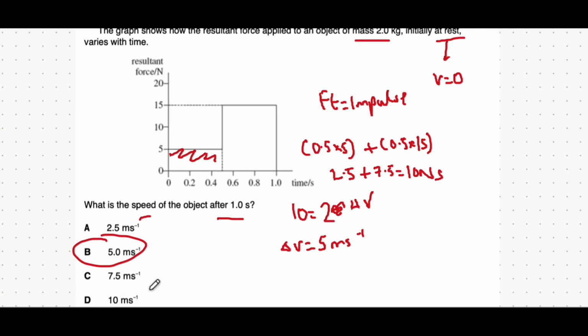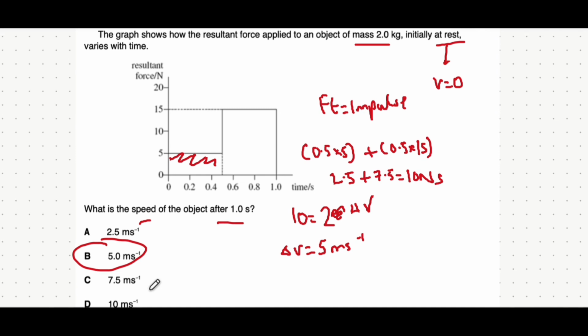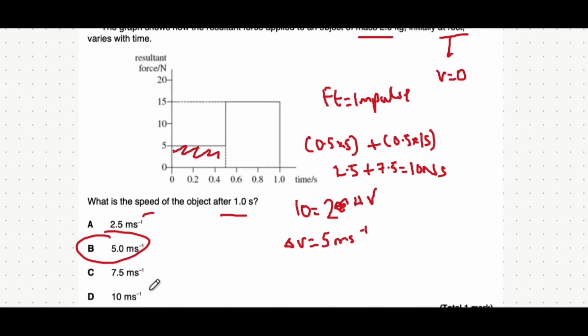I sort of made that up along the way because I didn't do this question before, but hopefully that made sense and it all fit together like a puzzle.